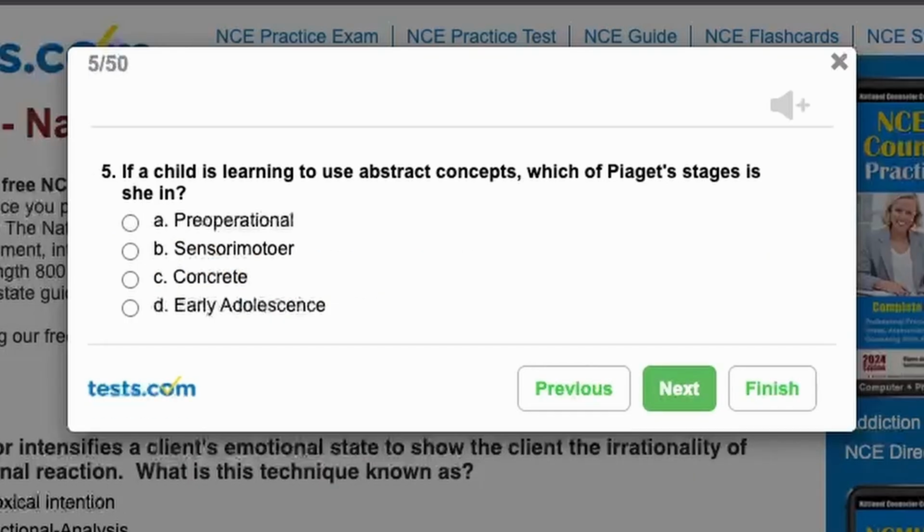If a child is learning to use abstract concepts, which of Piaget's stages is she in? A. Pre-operational. B. Sensory motor. C. Concrete. Or D. Early adolescence.